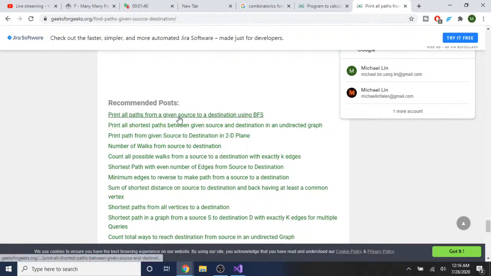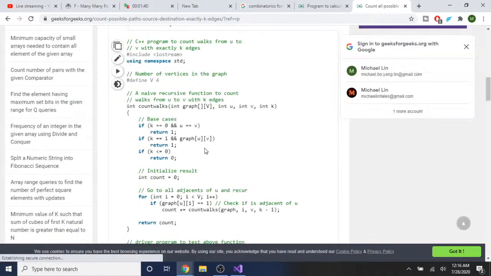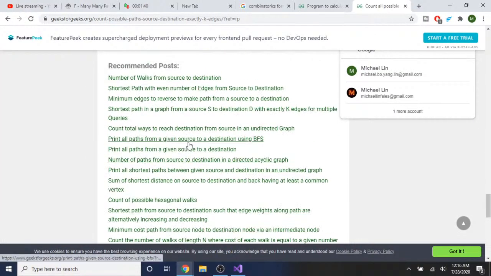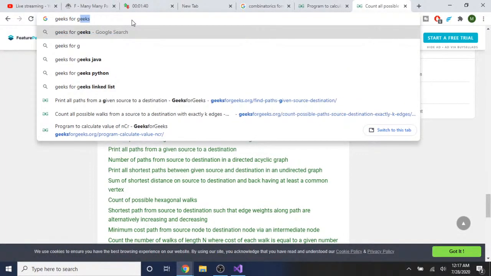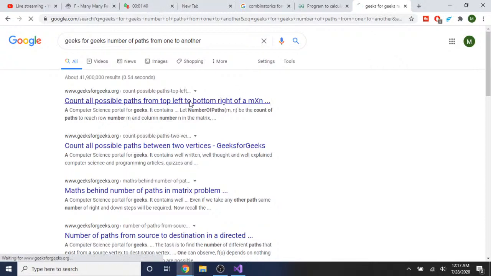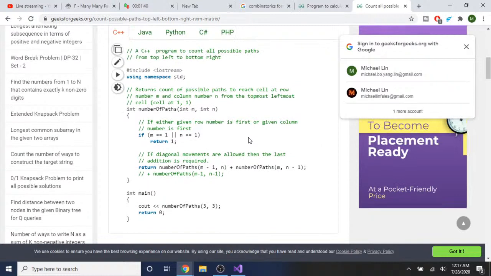Geeks for Geeks, number of paths. Let's see, number of paths. Oh no, not this, not case order. I don't want to count the number of walks. That's not what I want. Geeks for Geeks, number of paths from one to another. Oh, okay, yeah. What is he doing?